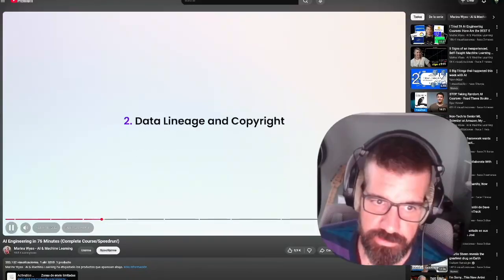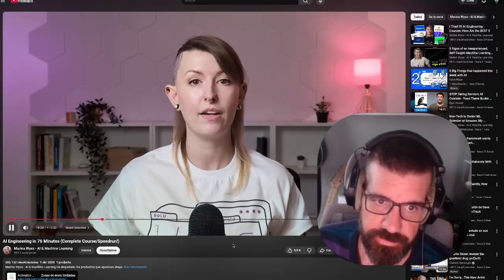Next, data lineage and copyright. Most models aren't transparent about their training data, and intellectual property laws around AI are still evolving. It's unclear whether using a model trained on copyrighted data could create legal issues for you.